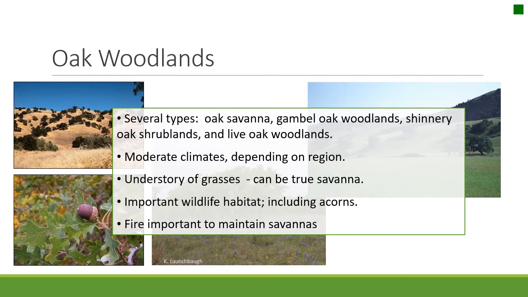It does depend on the region, but especially kind of warm, wet winters are important. There's an understory of grass, especially in some areas that are true savannas. Strong understory of grass with a break between that grass and the canopy, which would describe a savanna. They're important for wildlife habitat, especially because oak trees do have acorns, and acorns are important sources for energy for wildlife in the winter. They do have some tannins in them, but they also have fat in them, or oils, which are good energy sources.